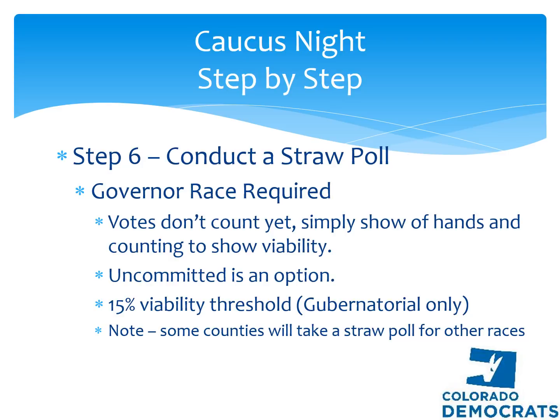If you have not decided which candidate you are supporting for the governor's race, you may remain uncommitted coming out of the precinct caucus, but you must maintain that 15% viability threshold as an uncommitted delegation. Please note that some counties will conduct a straw poll for other races, such as state treasurer, attorney general, or even congressional races.